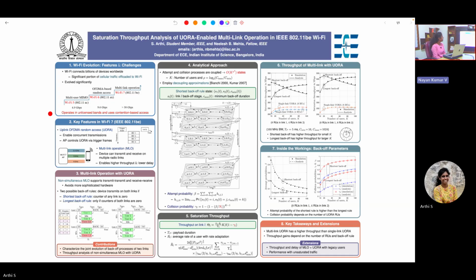First, let's look at the evolution of Wi-Fi and the features in the recent Wi-Fi standards. Wi-Fi connects billions of devices worldwide and is the preferred choice of internet access. We use Wi-Fi everywhere in homes, enterprises, and also in public spaces. A significant portion of cellular traffic has been offloaded to Wi-Fi. To meet these demands, Wi-Fi has evolved significantly.